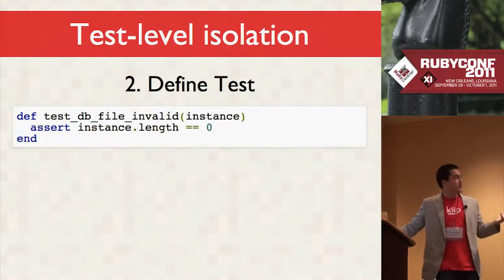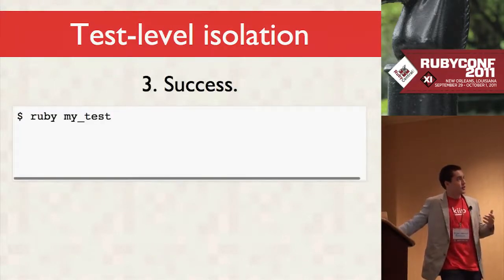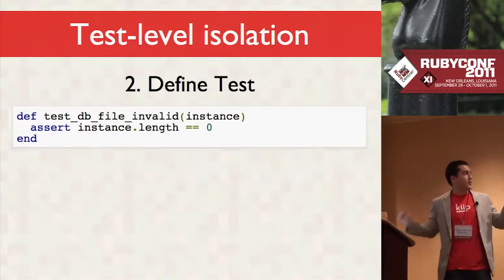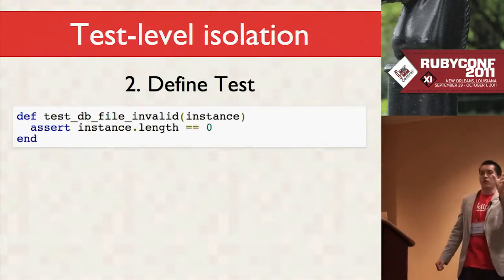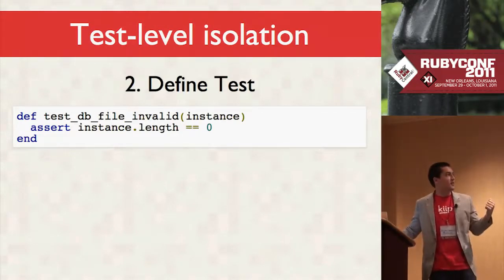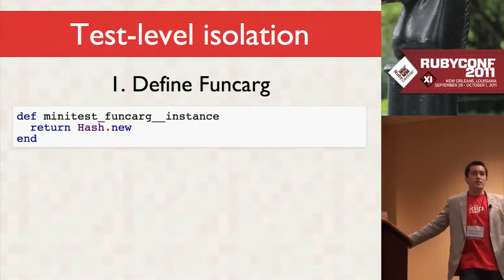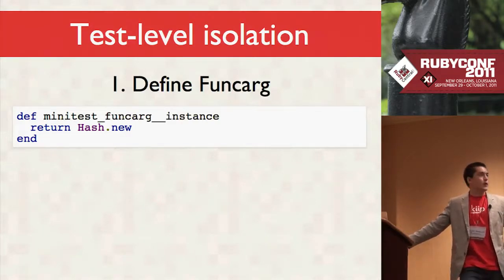Then you define your tests, and when you run it, it just works. But when you run it, what's happening is the test runner sees that there's a parameter and it's actually named instance. And this is where the crazy magic happens. It sees it's named instance, and then it looks up a method that's available in that scope named that underscore instance, and then it calls it to get the value.